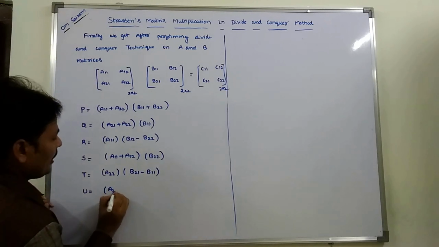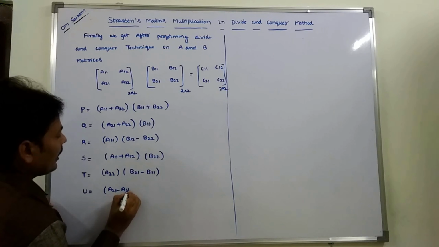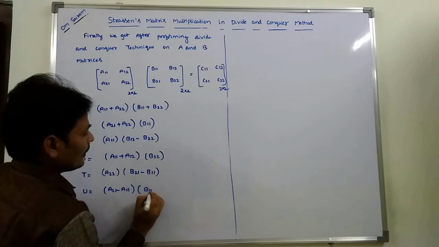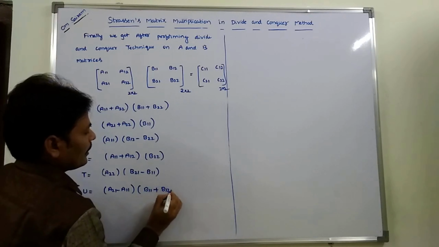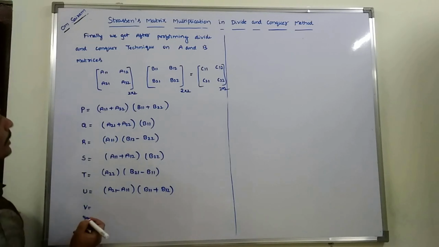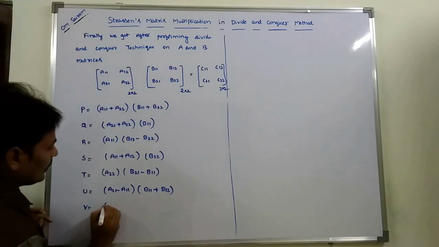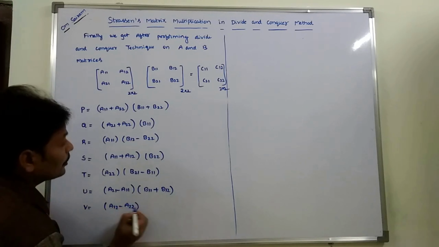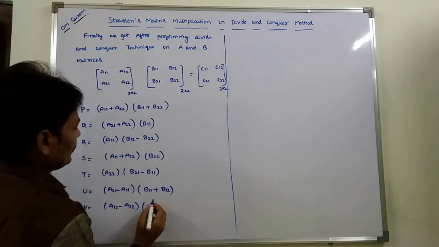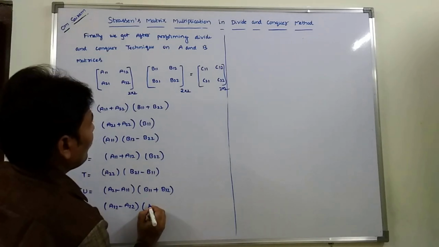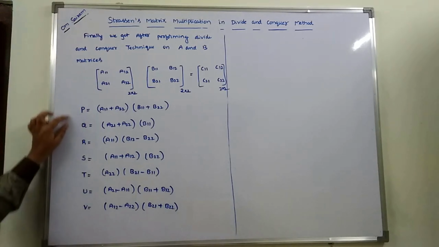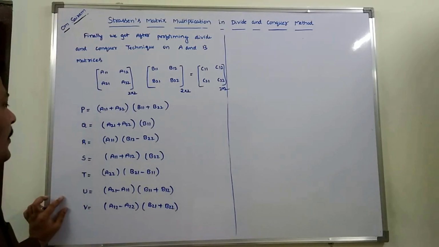Next, U is equal to, we have to subtract these columns. So that is A21 minus A11 into first row, B11 plus B12. V is equal to, now subtracting this column, A12 minus A22 into B21 plus B22.